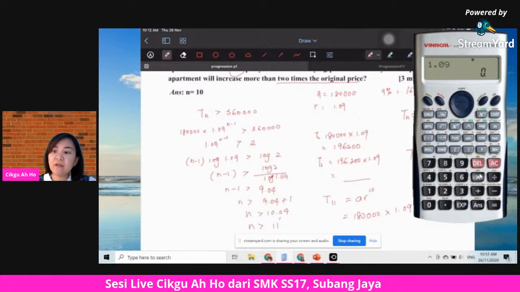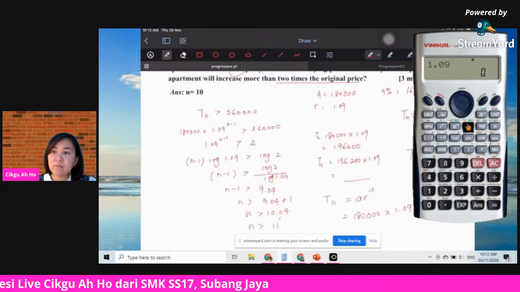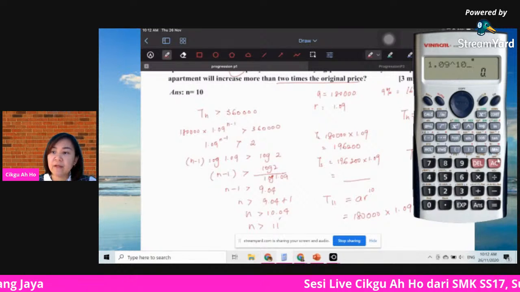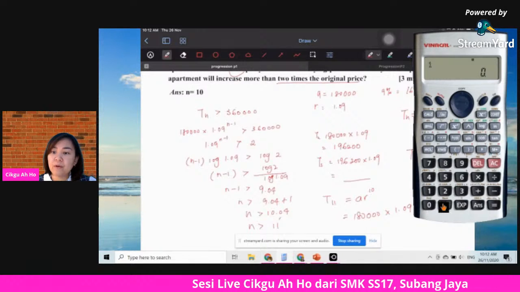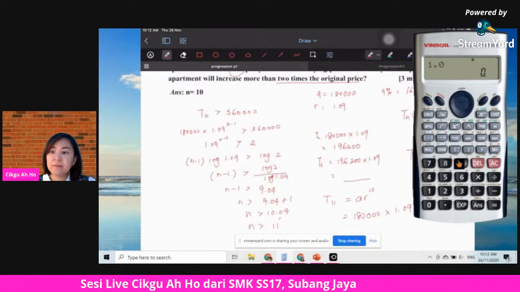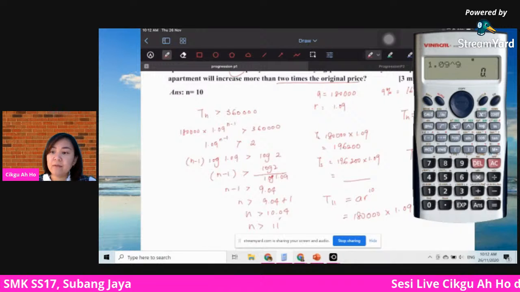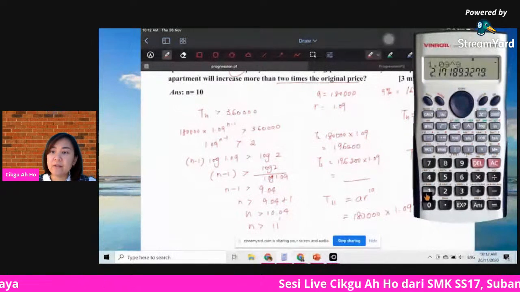So you want to double check whether your answer is correct or not. To the power of 10. Sorry, power of 9, right? 1.09 to the power of 9, then multiply by the 180,000.